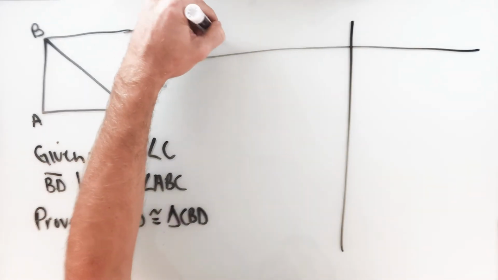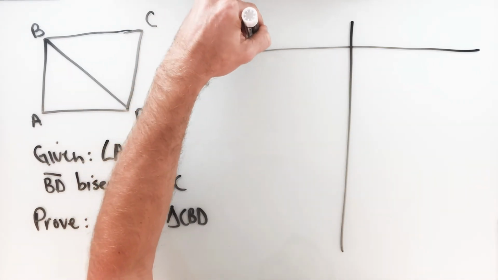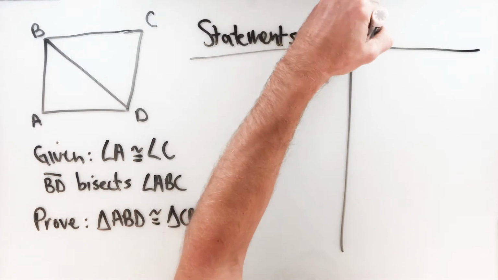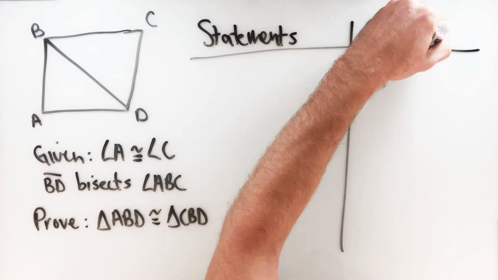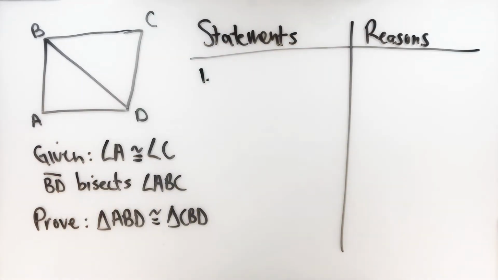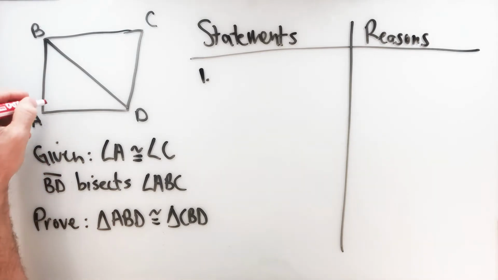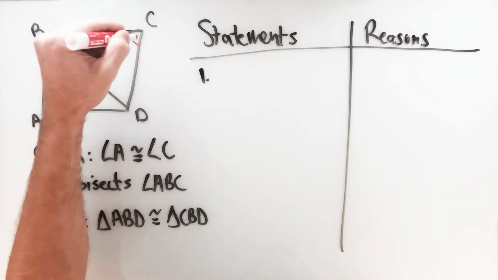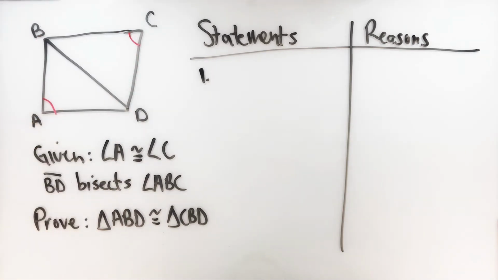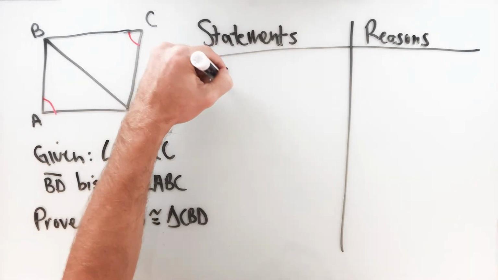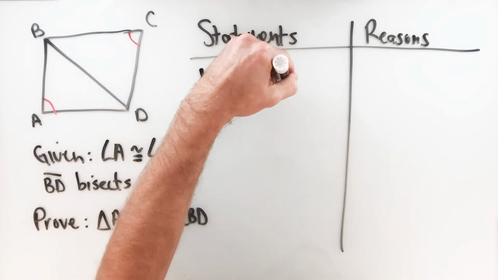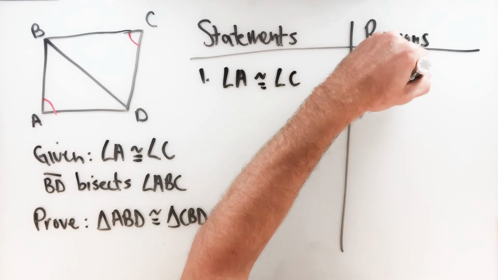In our two-column proof, as always, statements on one side, reasons why those statements are true on the other side. The best place to start, as always, is what we know for sure. So if we start with what's given, we know that angle A is congruent to angle C. Always get in the habit of marking the picture if you have information that's given. Put it in the picture. It's easier to see when you can visualize what's going on. So we state that is true. Angle A is congruent to angle C, which has been given to us.